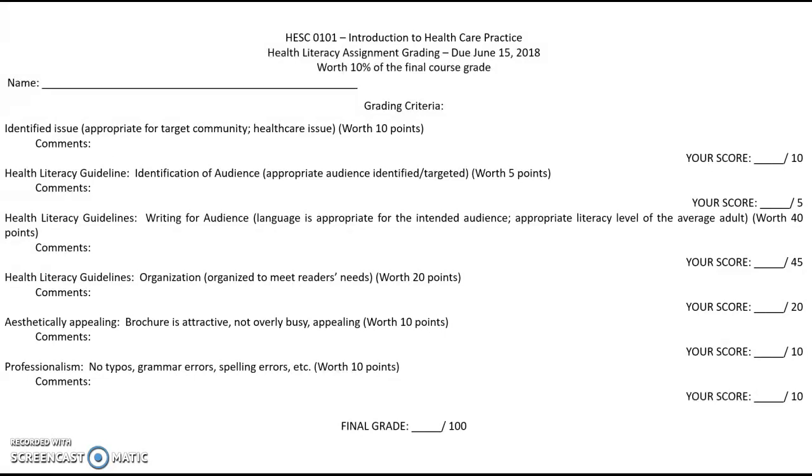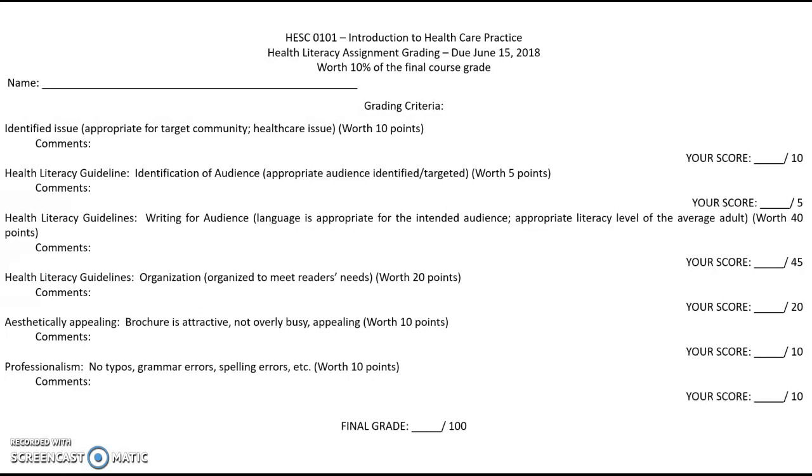Focusing on the health literacy guideline of identifying an audience, identifying the appropriate audience that you've targeted, that's worth 5 points. So just finding some audience for any particular issue. You'll see that the bulk of your points are going to be in the health literacy guidelines writing for your audience. So you want to be using language that is appropriate for the intended audience. You're at the appropriate literacy level for the average adult.